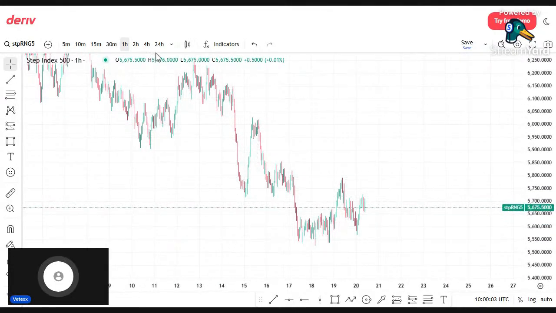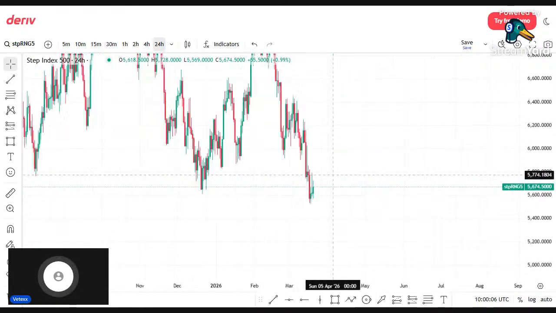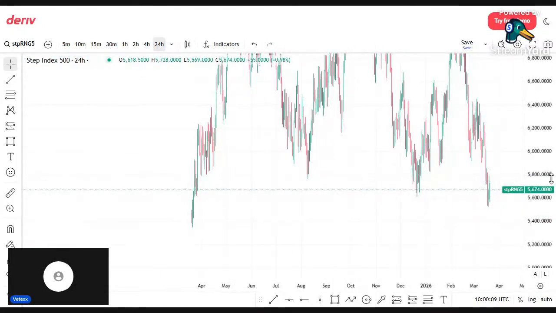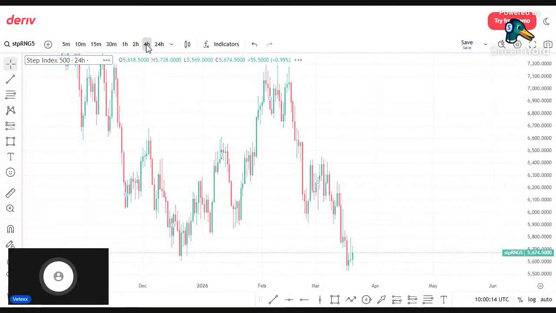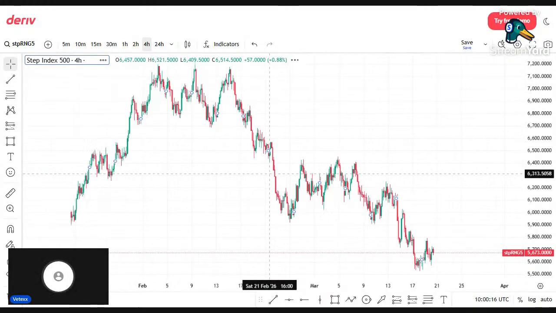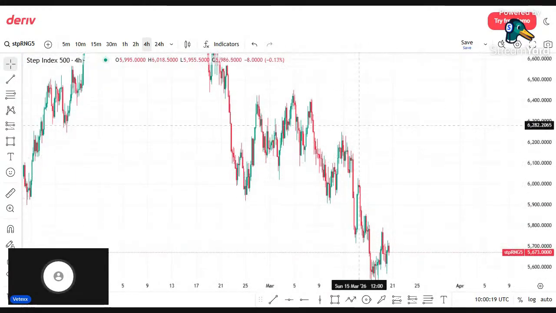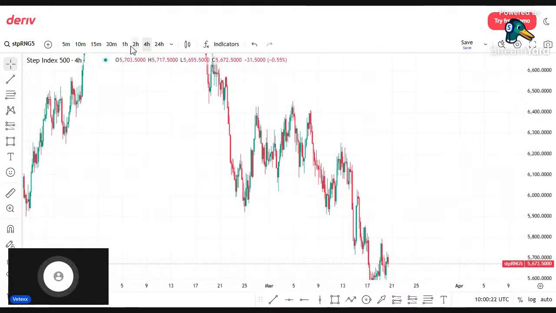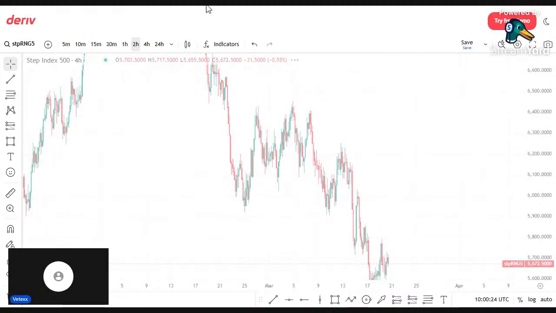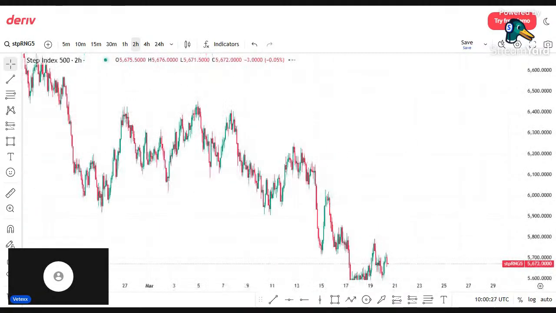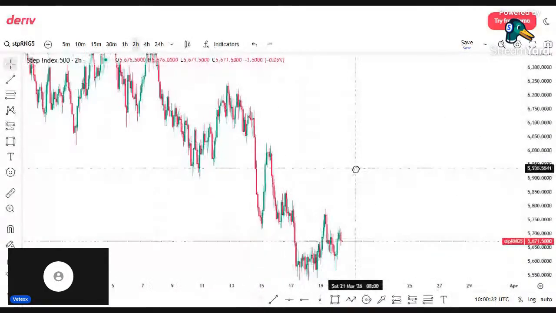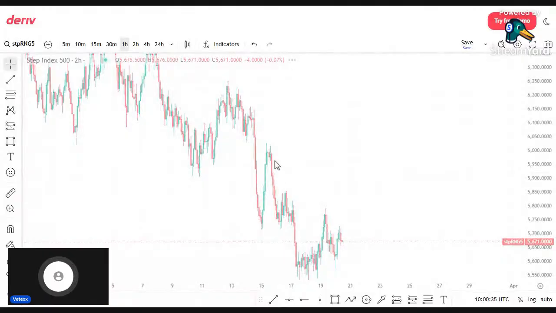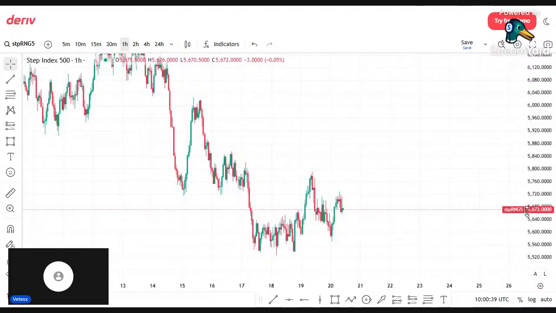Okay, step 500 on the 24-hour time frame. Step 500 smash TP, not quite long, and there is nothing on the 24-hour time frame. So we'll go to the 4-hour time frame. On the 4-hour time frame, there is no setup. So check the 2-hour time frame. We don't have a setup on the 2-hour time frame. So last but not the least, the 1-hour time frame, if you are going to see anything.